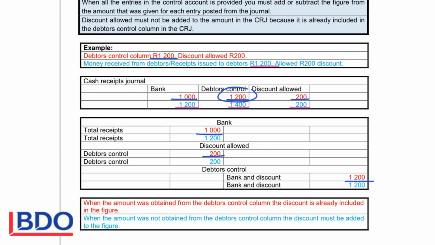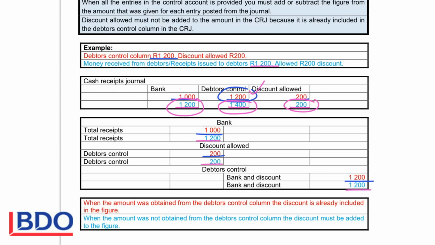In this case, I didn't give the debtors control figure, I gave you the bank figure, and if the bank figure and the discount figure is given, it means that you have to add to work out what the debtors control amount is. If the debtors control column figure is given, then it already includes the discount. So it's very important to read here and ensure that you don't make a mistake with the calculation.